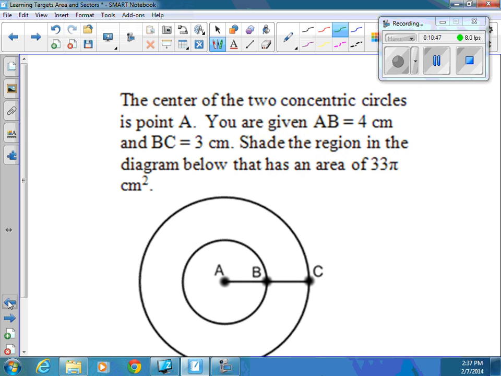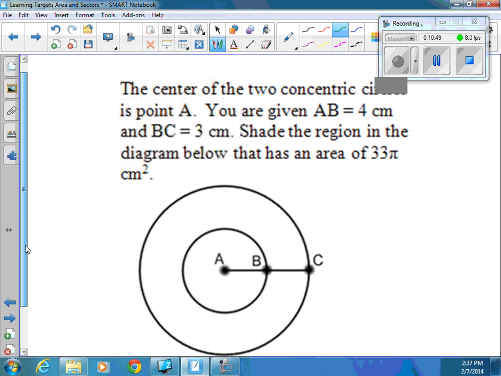Okay, our last problem. This is a common SOL problem, all right? The center of two concentric circles, meaning a circle inside of another one, is point A. So it's telling you that they're in the center, okay? So it's kind of like that donut hole thing. If you are given that AB equals 4, so I'm going to fill in my diagram, and I'm given that BC equals 3, the directions say shade the region in the diagram below that has an area of 33 pi centimeters squared. So we need to figure out which region.